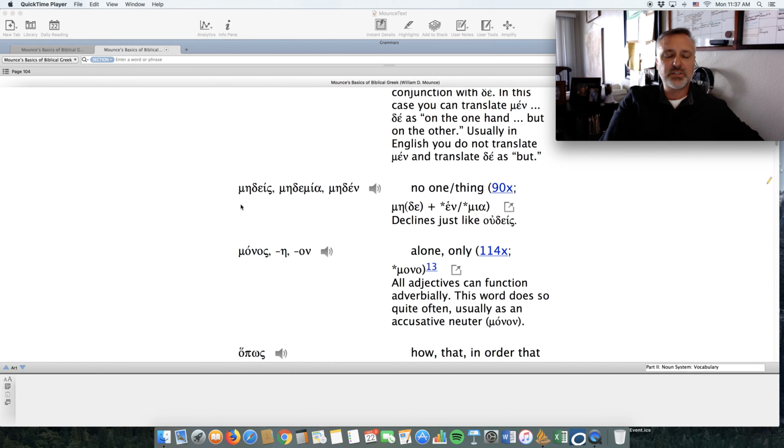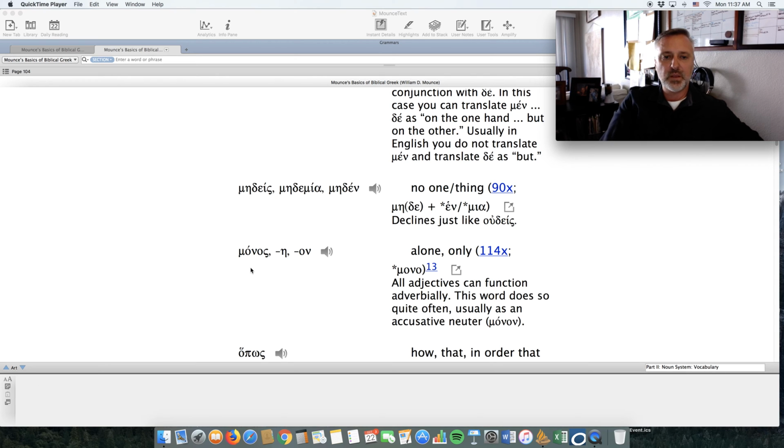We learned last chapter oudeis, oudemia, ouden, but this is medeis, medemia, meden. Meden means no one or nothing. Okay, it declines just like oudeis. So oudeis and medeis mean the same thing, no one, nothing.